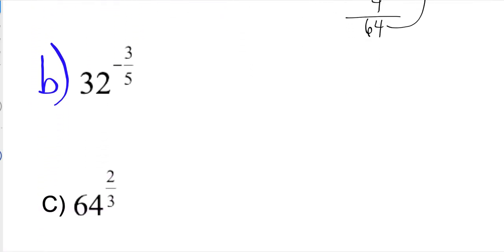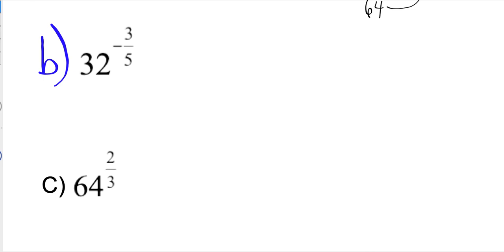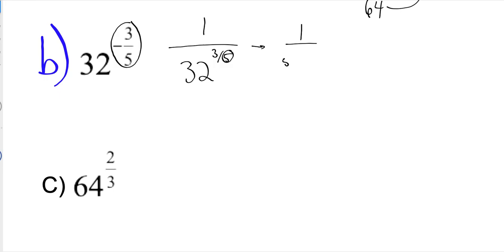All right. Next one, 32 to the negative 3/5. We'll try this one. That negative exponent means it's going to make a fraction, 1 over 32 to the 3/5. Then we use our rational exponent properties, where we have 1 over, and this is the root, the 5th root of 32 to the third. So we have a 5th root. That's not like a square root or a cube root. It's a little bit different.